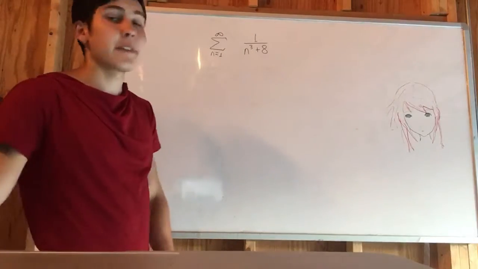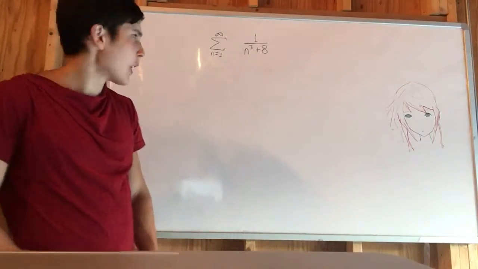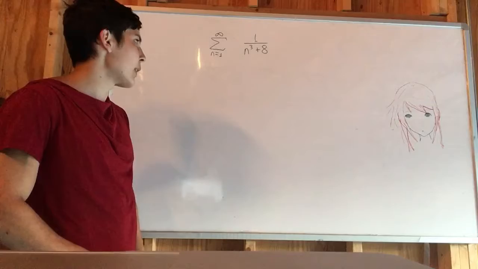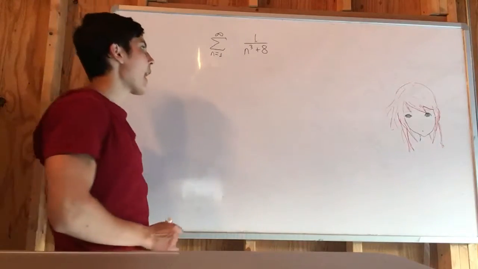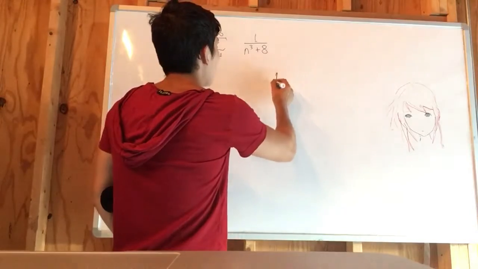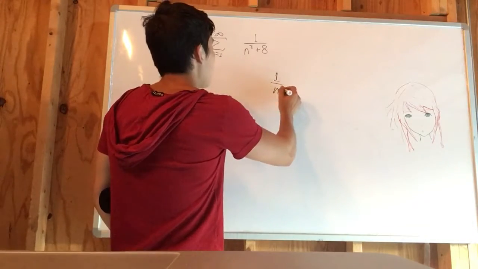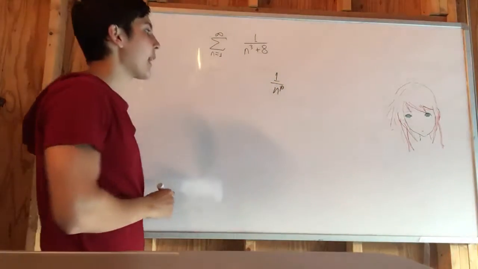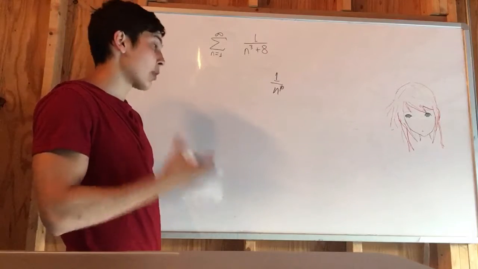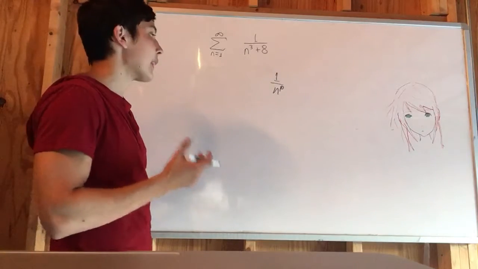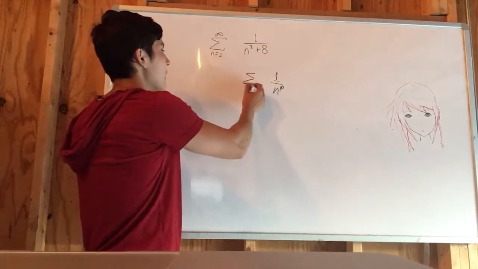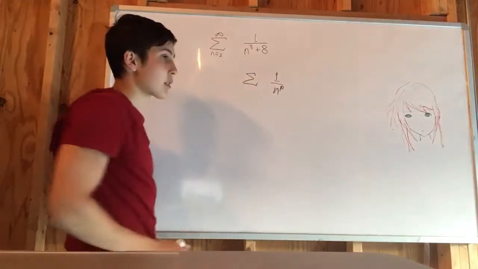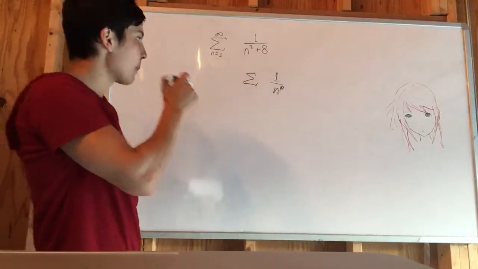Okay, so we want to find out if this converges or diverges. With something like this, we know about a p-series, where you have 1 over n to the p, and we know that when p is greater than 1, it converges. We know that this series converges if p is greater than 1.